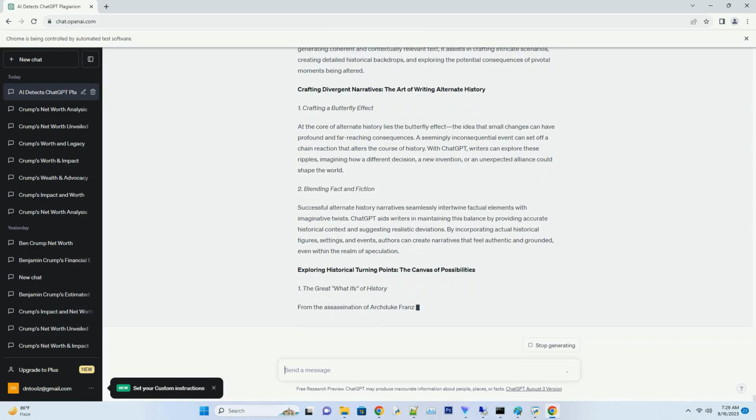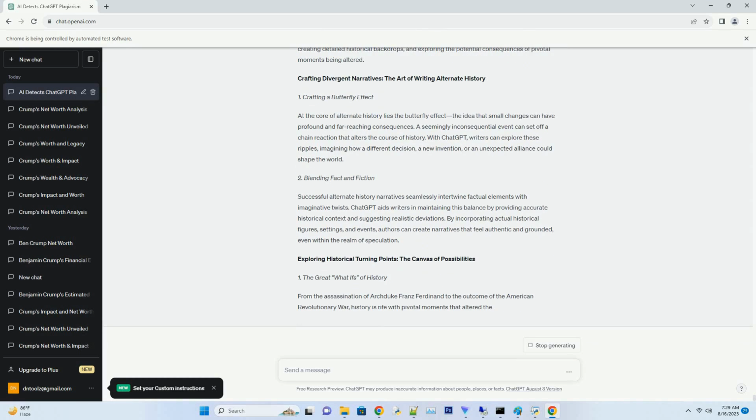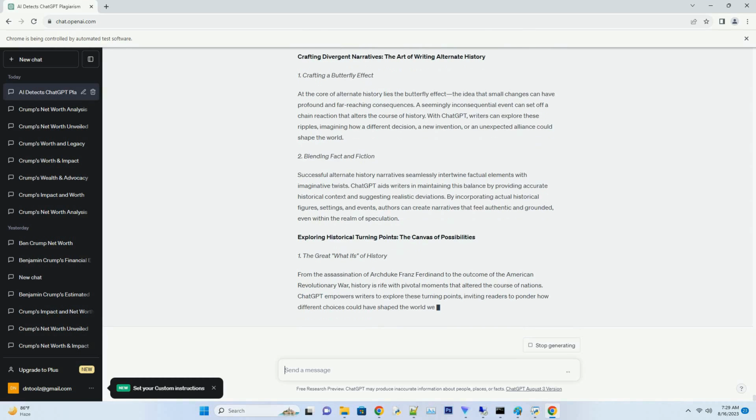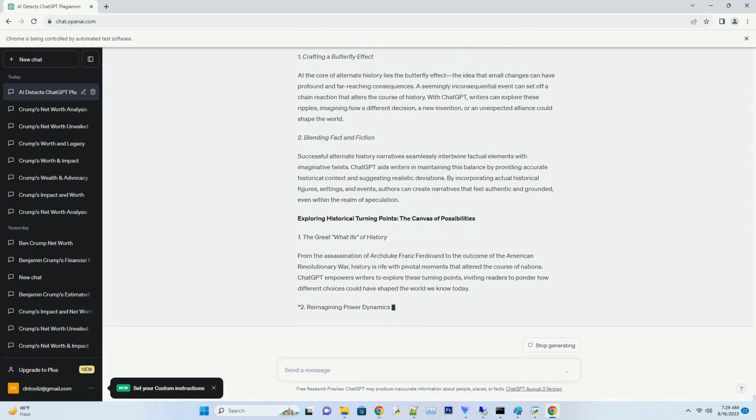In this intriguing journey, we dive into the world of alternate history and how ChatGPT is redefining storytelling by reshaping historical events, offering readers and writers a chance to glimpse into parallel worlds of possibility. The Tapestry of Imagination, Unveiling Alternate History with ChatGPT.